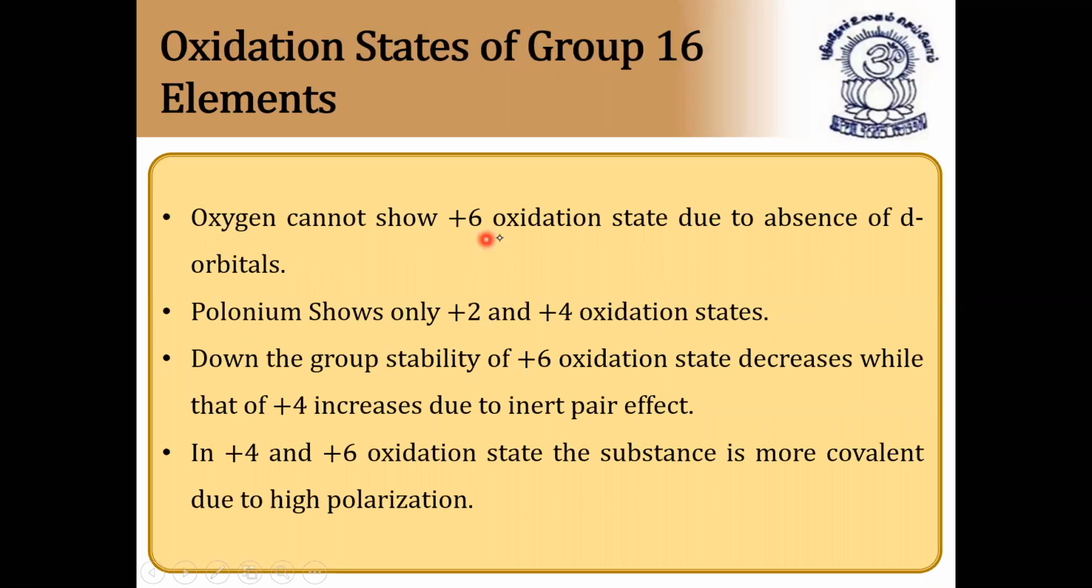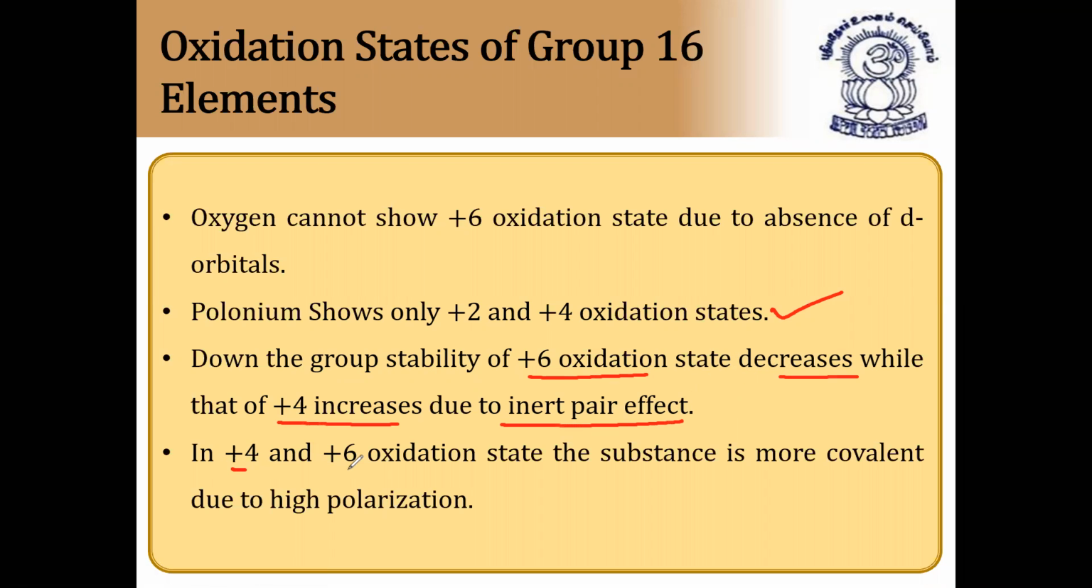Oxygen cannot show the positive oxidation state +6 due to the absence of d orbitals. Polonium shows only +2 and +4 oxidation states, very, very important points. Down the group, the stability of the +6 oxidation state decreases while that of +4 increases due to the inert pair effect. So what is the inert pair effect? The reluctance of the s orbital. So that's why +4 increases and +6 decreases down the group.